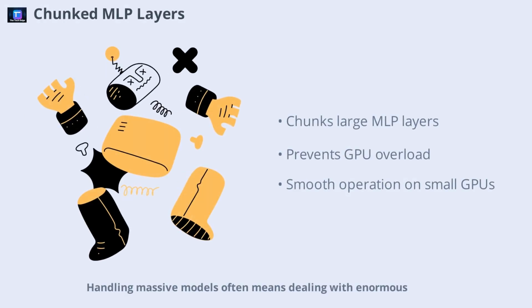Handling massive models often means dealing with enormous multi-layer perceptron, MLP, layers that can overwhelm your GPU. oLLM tackles this by chunking these layers, allowing your hardware to process them in manageable pieces. This prevents crashes and ensures that even the largest models can run smoothly on consumer-grade GPUs. It's a practical solution that opens up new possibilities for AI experimentation and development.